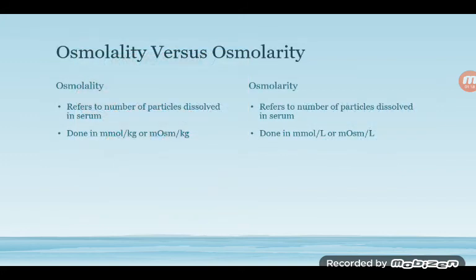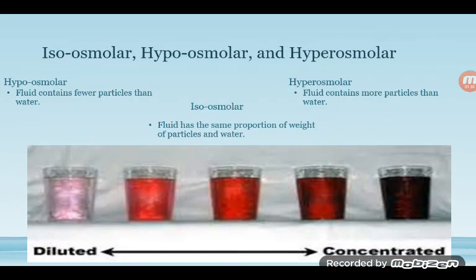Osmolality and osmolarity are referring to the number of particles dissolved in serum. So osmolality is millimoles per kilogram, and osmolarity is millimoles per liter. Iso-osmolar, hypo-osmolar, and hyperosmolar are all comparative types of words. So hypo-osmolar contains fewer particles than water. Iso-osmolar fluid has the same proportion of weight of particles and water. And hyperosmolar, the fluid contains more particles than water.